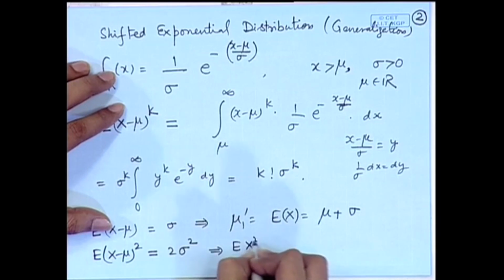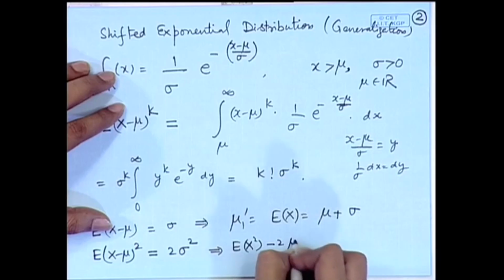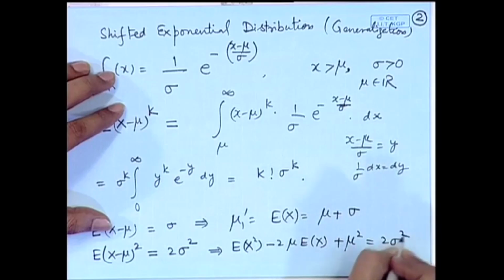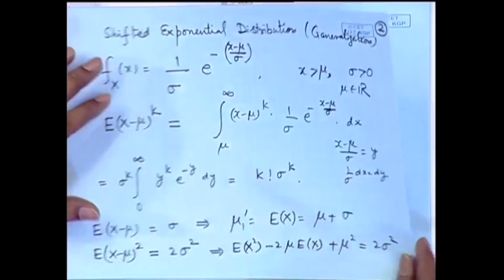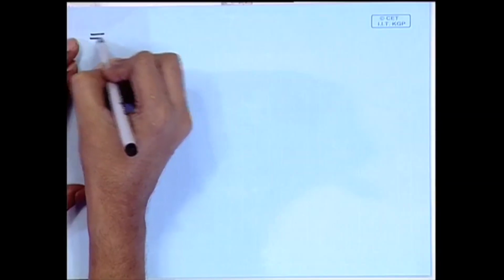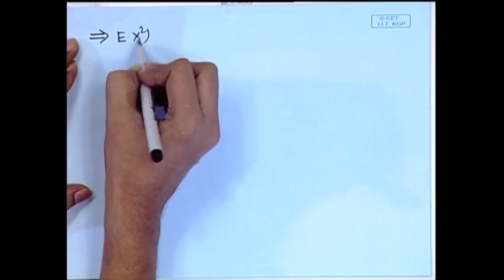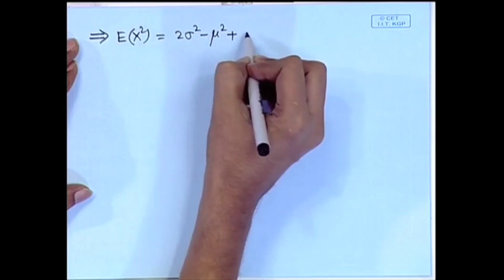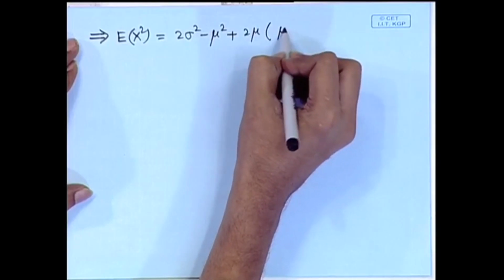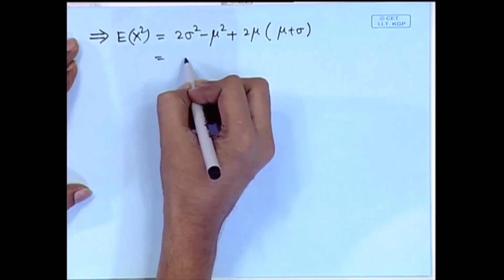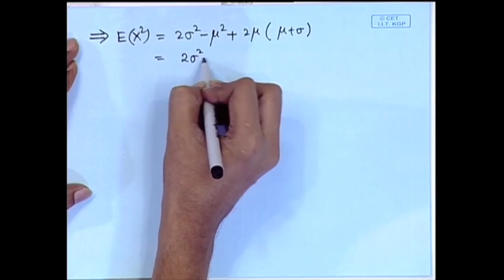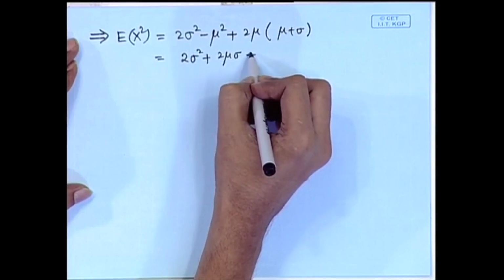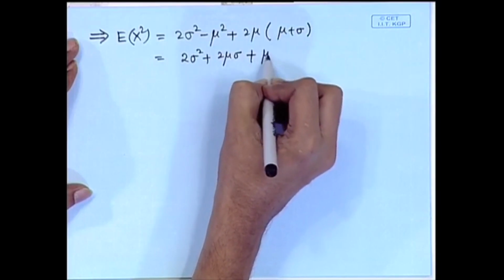expectation of x square minus 2 mu expectation x plus mu square is equal to 2 sigma square. So, further simplification gives expectation of x square is equal to 2 sigma square minus mu square plus 2 mu expectation x, which is mu plus sigma. So, this becomes equal to 2 sigma square plus 2 mu sigma minus mu square plus 2 mu square. So, it becomes plus mu square.